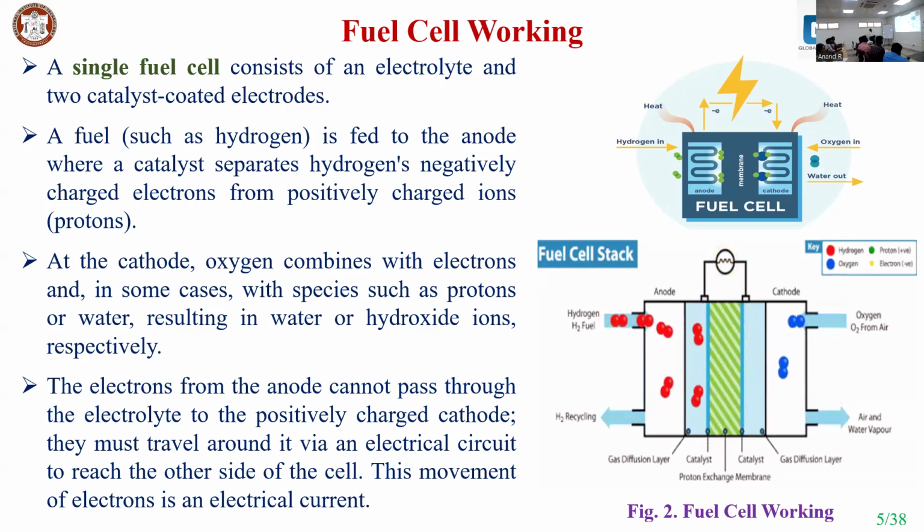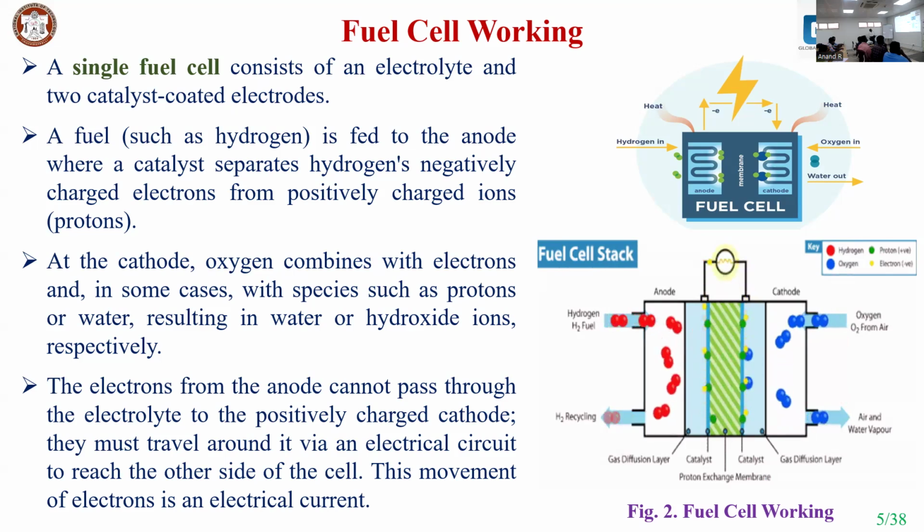Fuel hydrogen is fed into the anode side. You can see here, the catalyst separates the hydrogen's negatively charged electron from the positive charge. So the purpose of the catalyst on the anode is to do the oxidation process, where it will produce hydrogen ions in positive sign as well as electricity. The positive ions will move towards the electrolyte, which will contain only positive ions, and go to the cathode side, whereas the unreacted hydrogen will be recycled to the anode side.